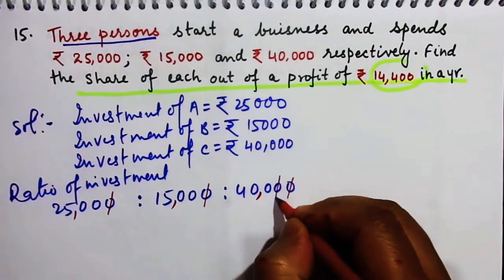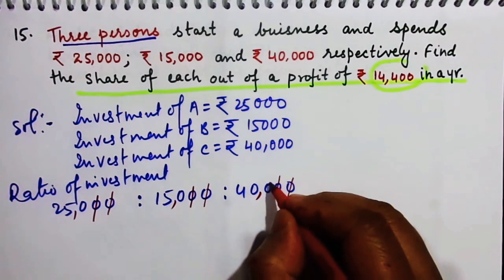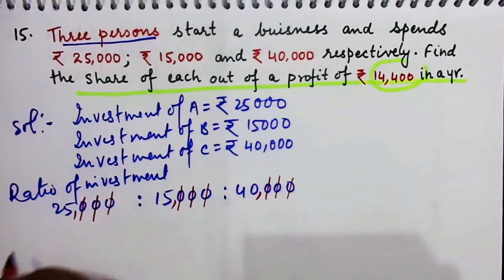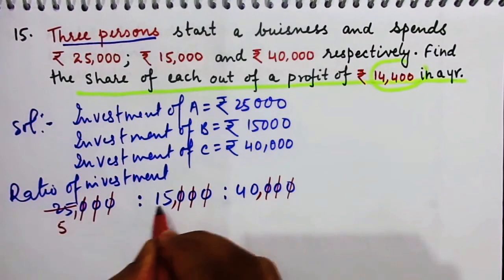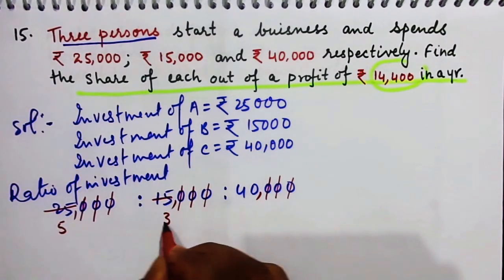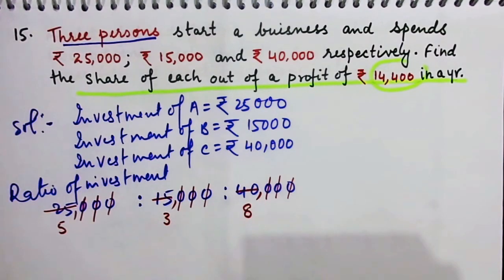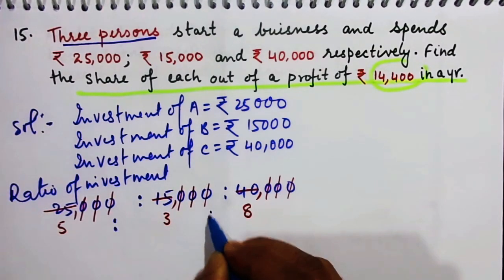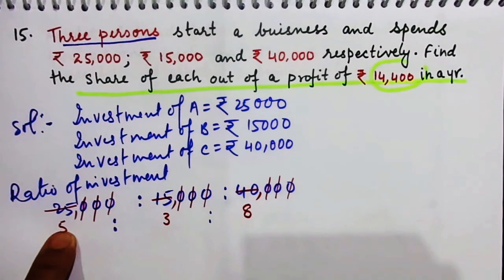Once again with 10, 10, 10. This time I'll cancel with 5. So 5 times, 5 3 times, and 5 8 times. So I have got the ratio as 5:3:8.